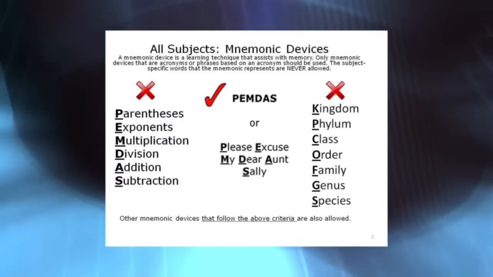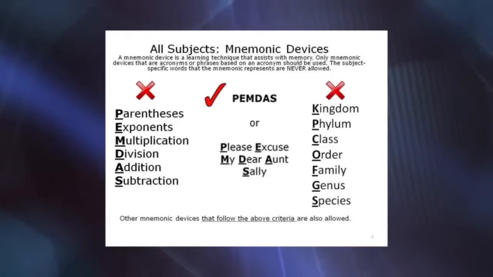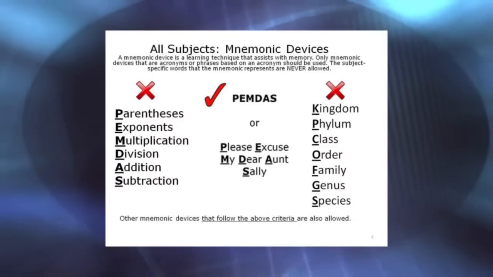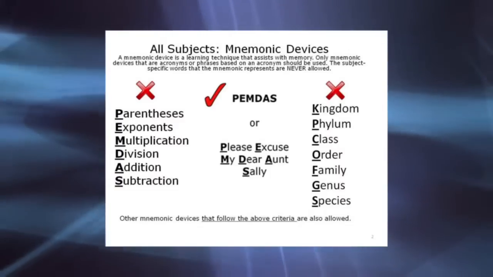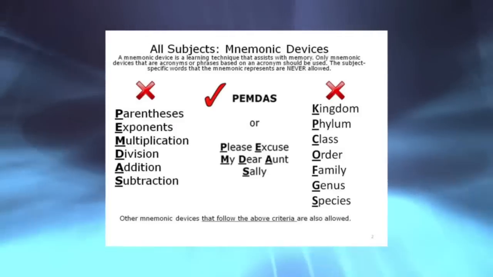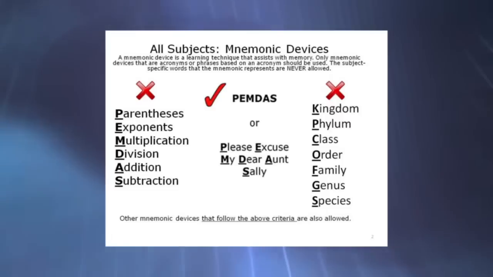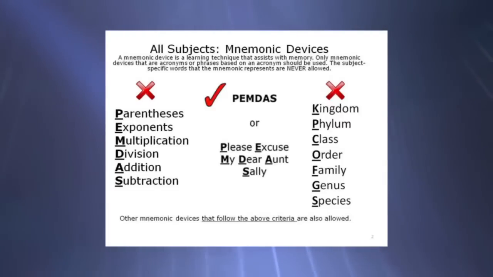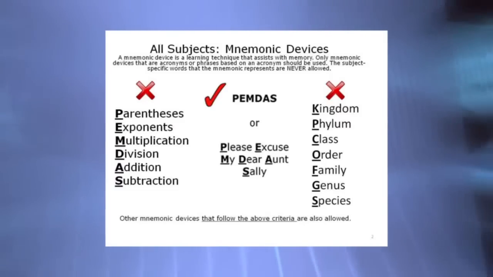We have the mnemonic devices, and you have the X means that it's not allowable. So that example shows that you cannot use what? Mnemonics that represent specific content words. The second one has a check, and it is allowable. And you'll see that in some of the examples that we're going to be showing you. And the third one also has specific content examples.